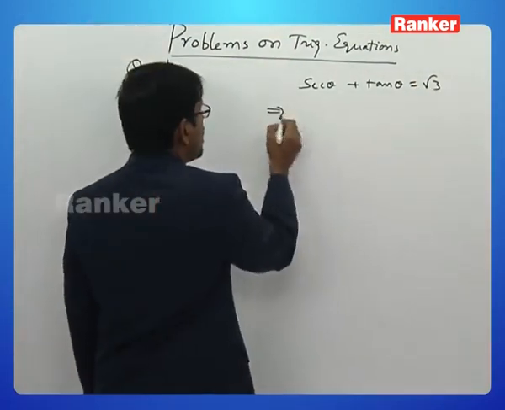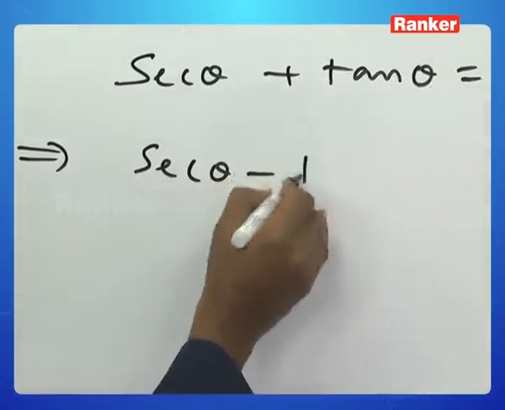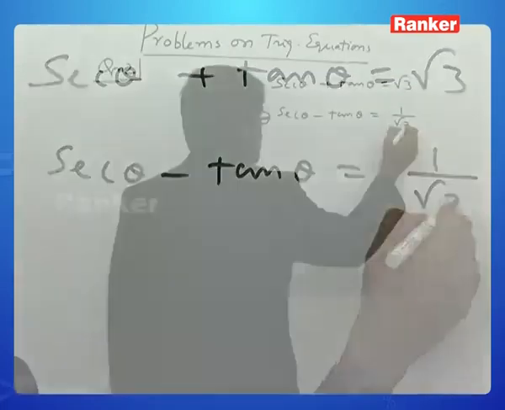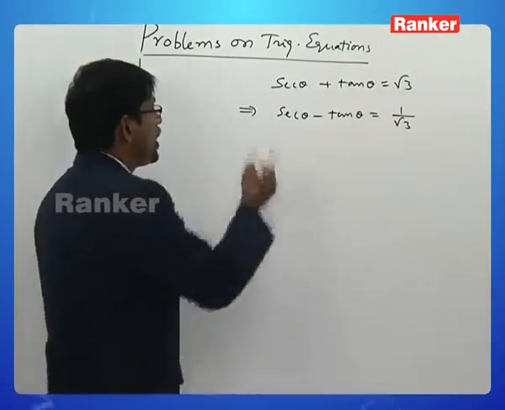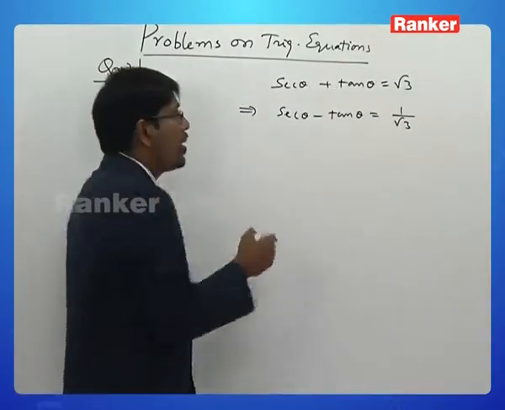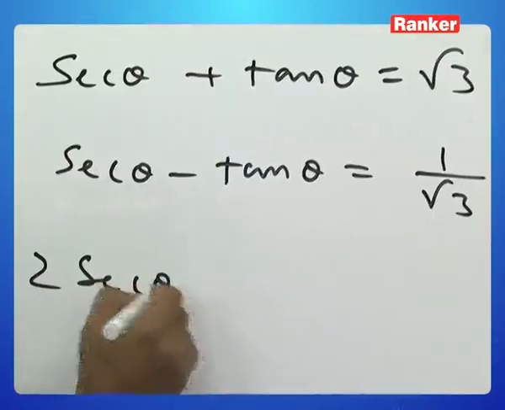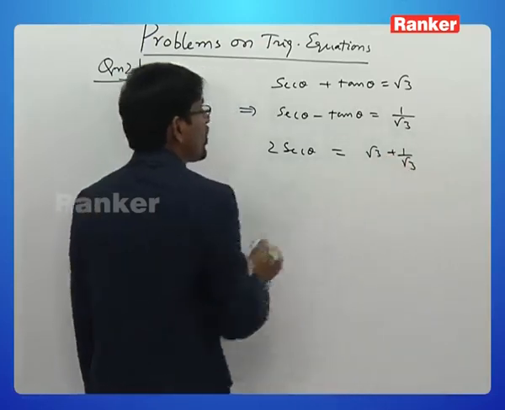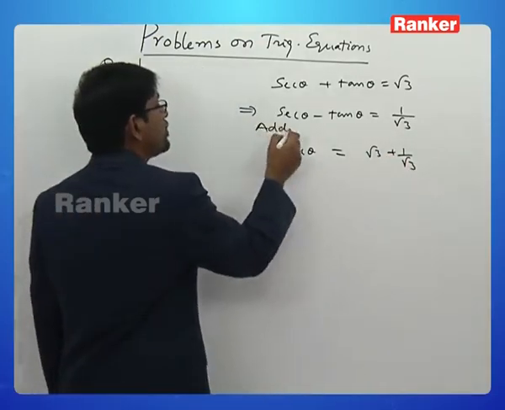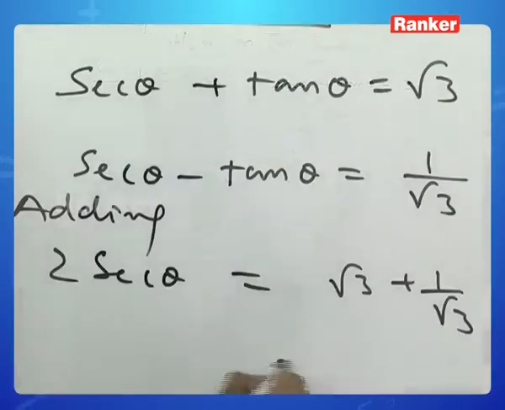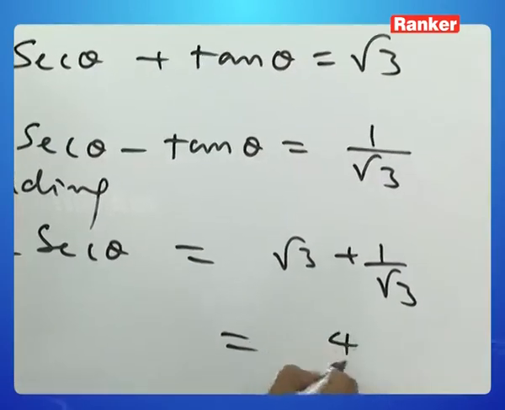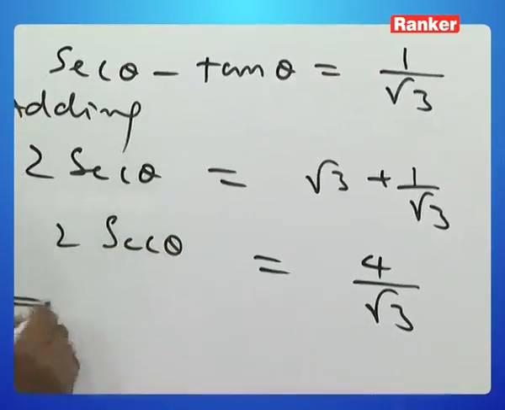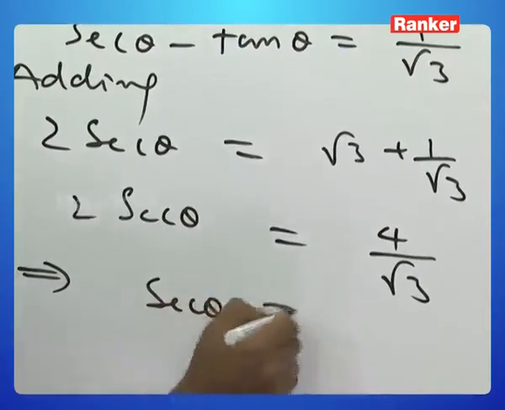From here, secant theta minus tan theta, which is the reciprocal of secant theta plus tan theta, has to be 1 by root 3. Let's add up these two equations. What do you get? 2 secant theta is equal to root 3 plus 1 by root 3. So that makes it 3 plus 1, that is 4 by root 3. That is 2 secant theta, which in turn implies secant theta is equal to 2 by root 3.